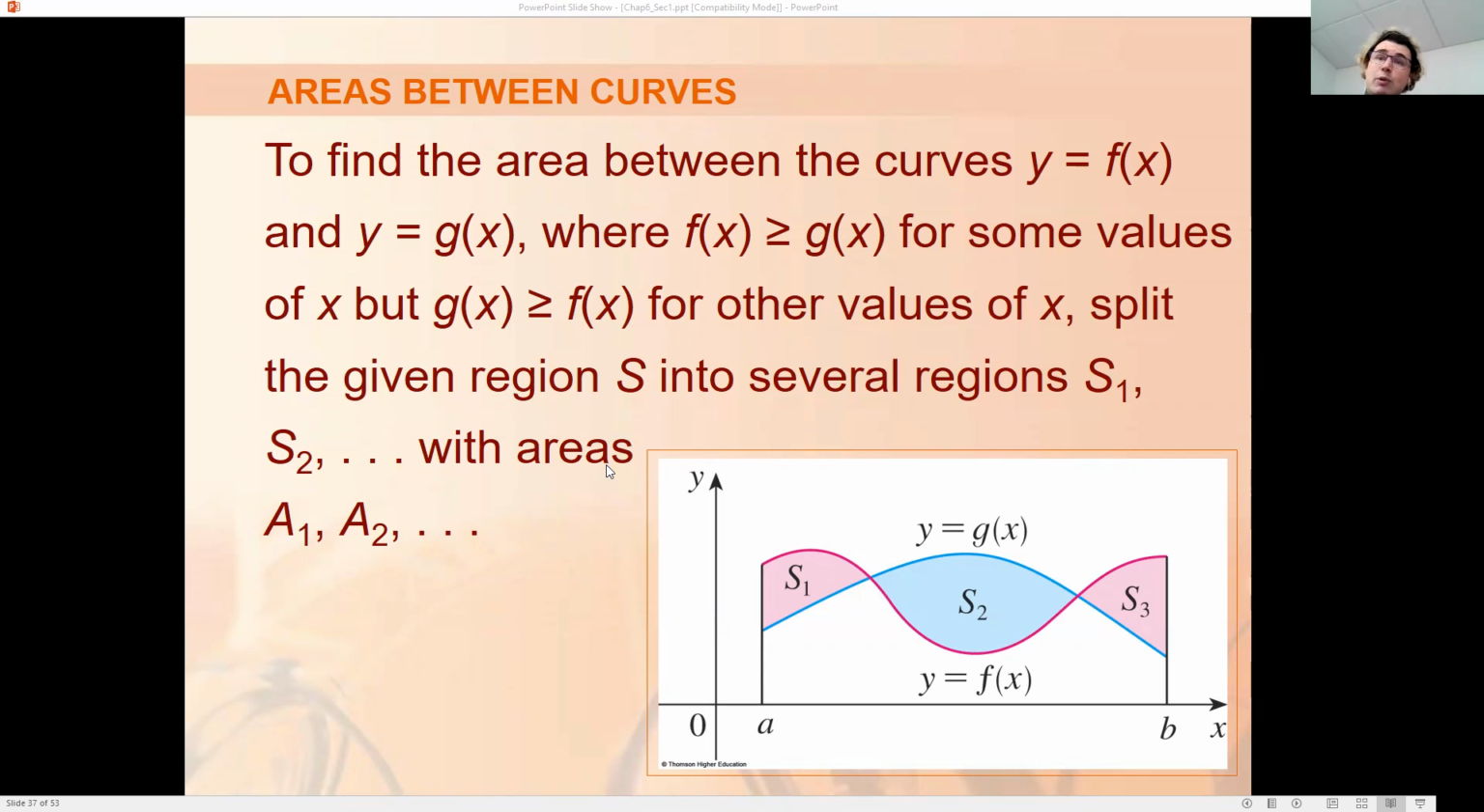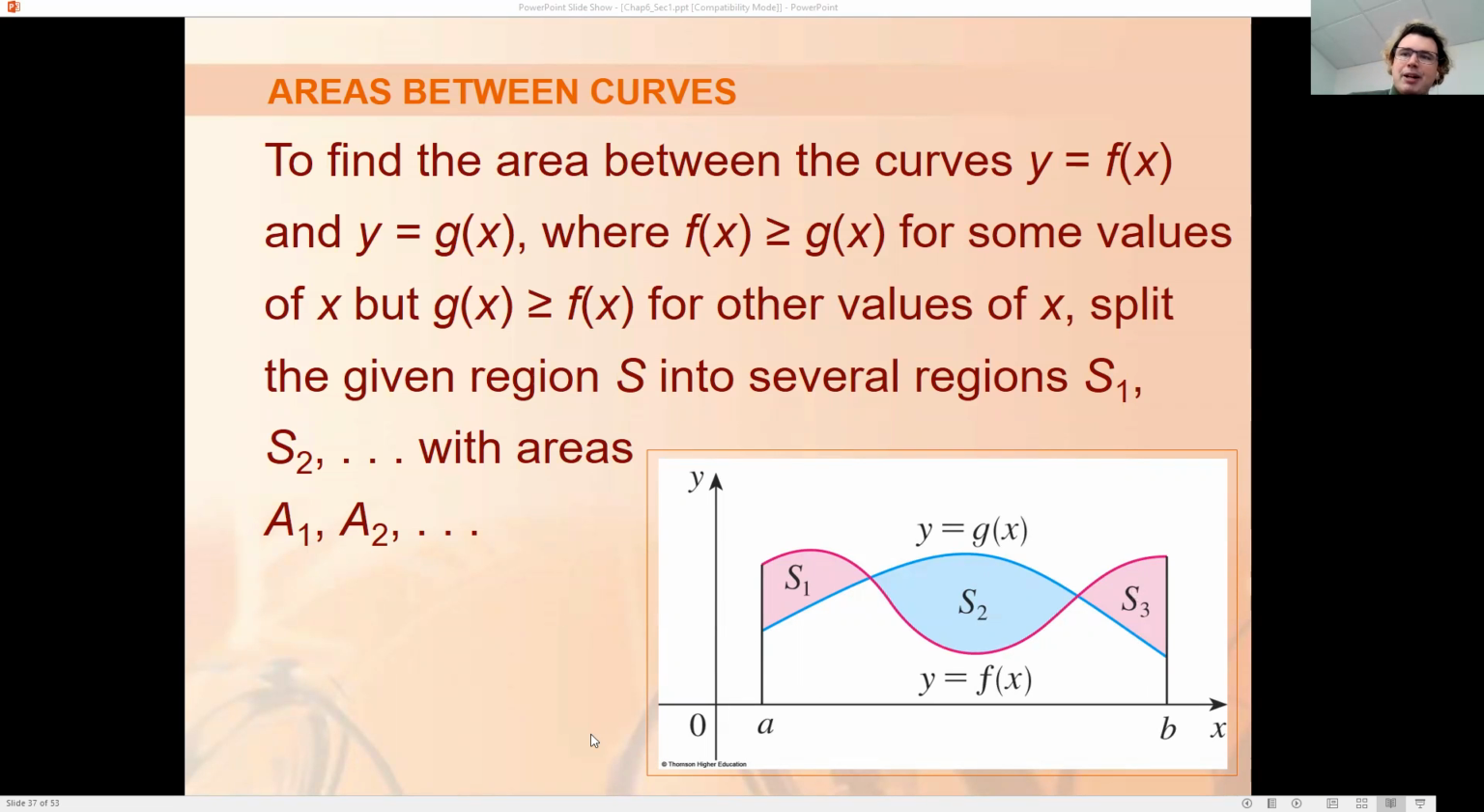I can take that into account in my formula, but it requires me to do a little bit more work. So if I have two different functions which cross each other multiple times, I need to keep track of which function's on top in which different regions.